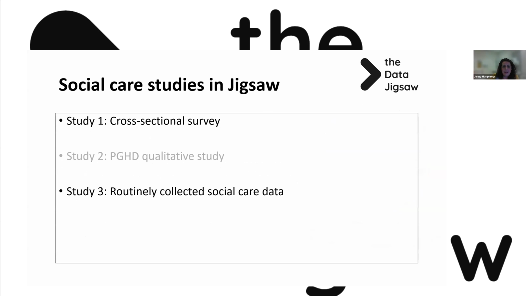Now, that formal care may be captured, say, in the UK by local authorities, but informal care is very rarely routinely captured. Next slide. So social care studies in Jigsaw run across several of the different work packages, and today I'm going to talk mainly about the cross-sectional survey, and then a little bit at the end about our planned work for routinely collected social care data, and I'll just make one small mention of the patient-generated health data.